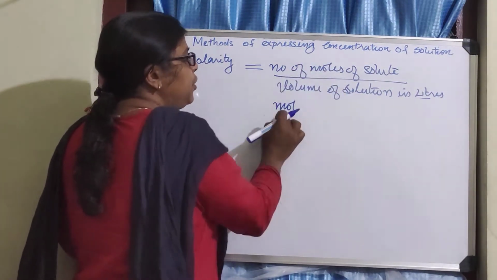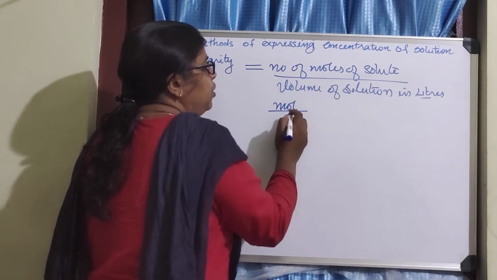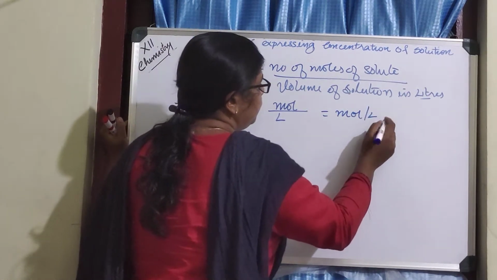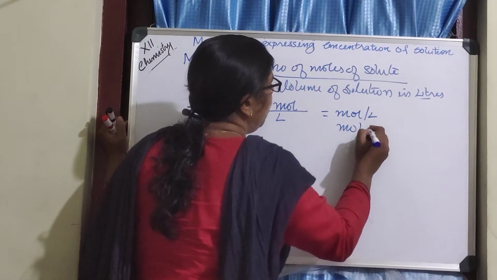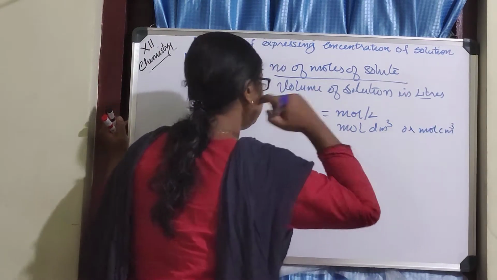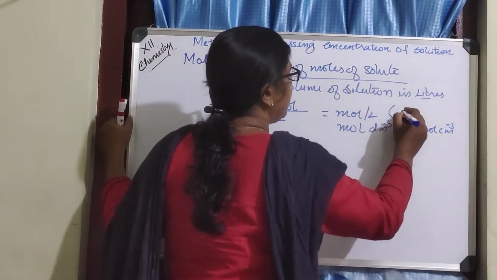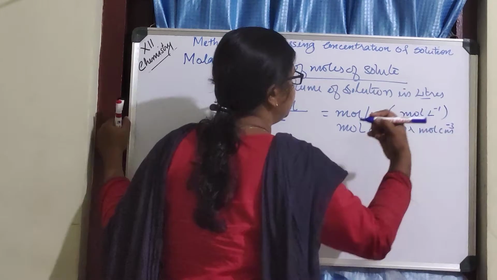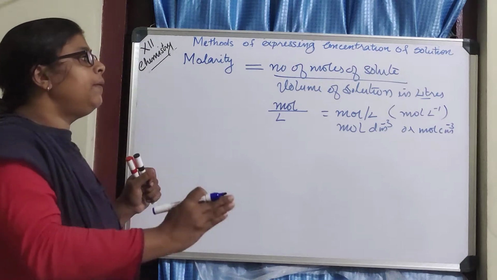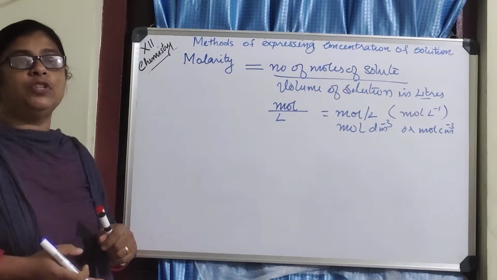When we write mole as a unit, we will be having mol. Then by volume, the unit of volume is liters. So we can write mole per liter, or another unit, mole per decimeter cube, or mole per centimeter cube. This is also similar to mol liter raised to -1. So this is the number of moles per volume in liters, or we can say number of moles of solute per liter of the solution.